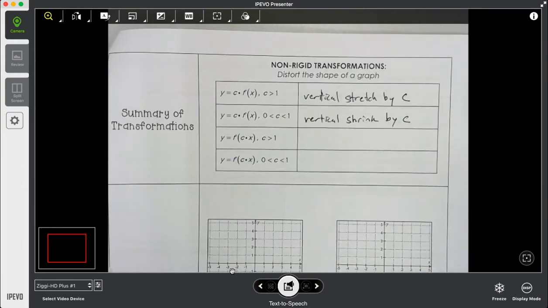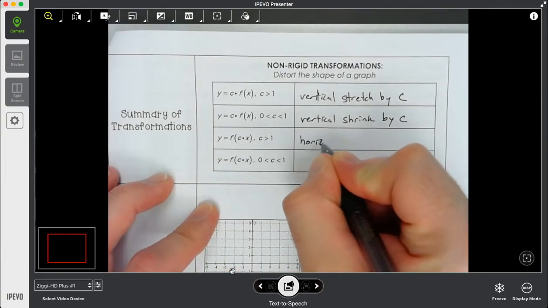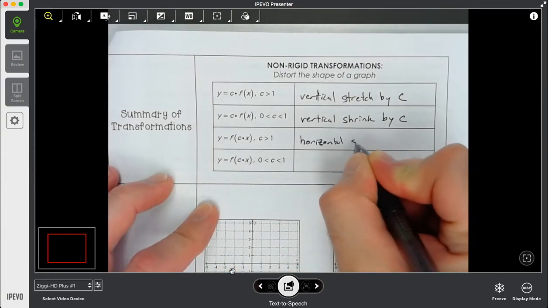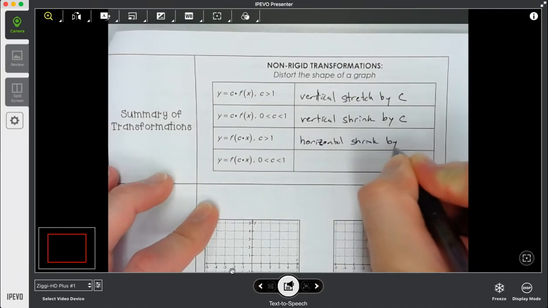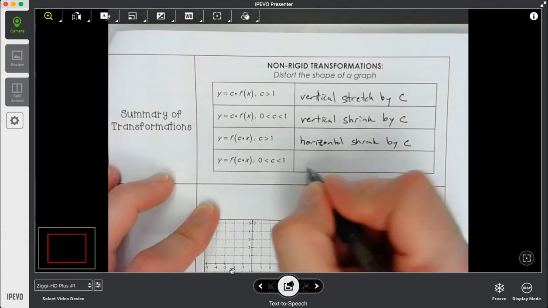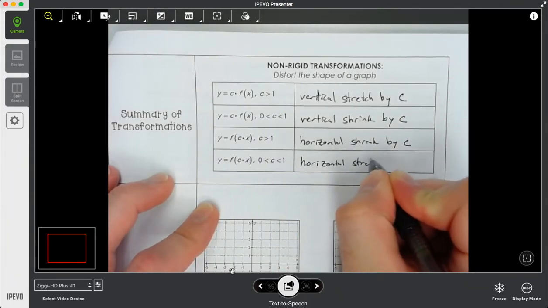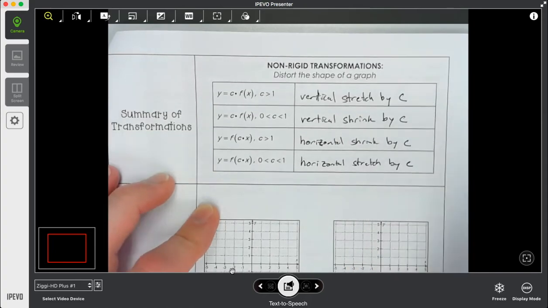Horizontal movement is going to feel backwards again, just like when we were adding inside the parentheses, we were moving left, and when you're subtracting, we're moving right. This is going to seem backwards. When C is bigger than 1, that's actually a horizontal shrink by C. And when C is between 0 and 1, this is actually a horizontal stretch by C.